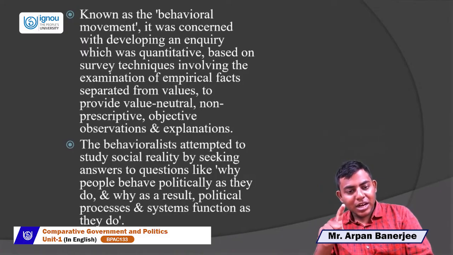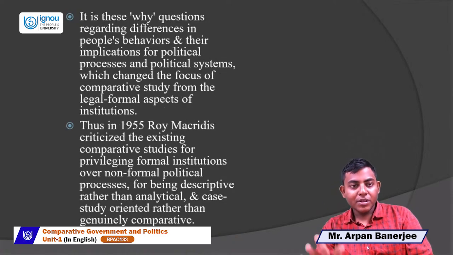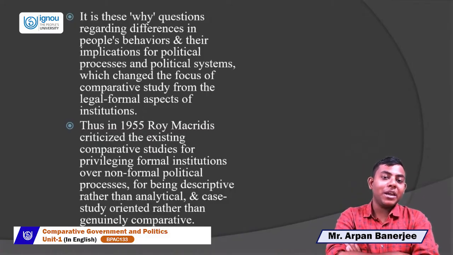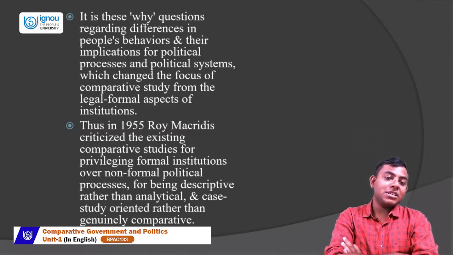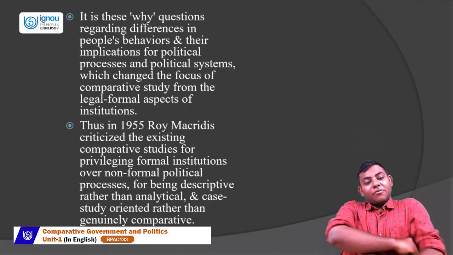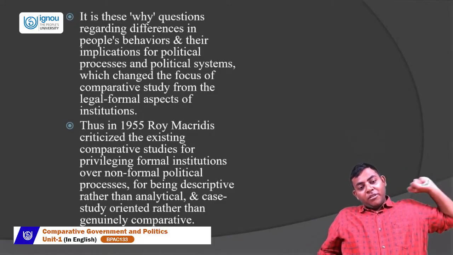The behavioralists attempted to study social reality by seeking answers to questions like why people behave politically as they do, and why, as a result, political processes and systems function as they do. It is these why questions regarding differences in people's behaviors and their implications for political processes and political systems which changed the focus of comparative study from legal formal aspects of institutions.